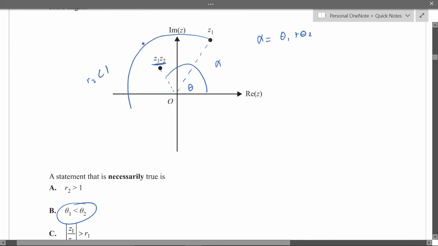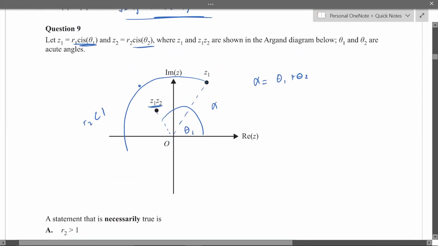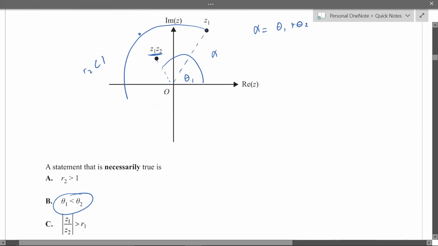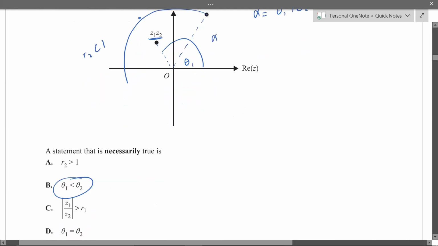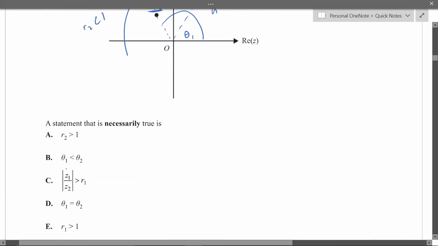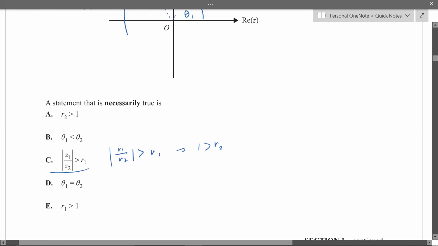Theta 1 is less than theta 2, so theta 1 is this one, and it's saying that theta 2 is less than theta 1. We don't really know that, it could be true, but we don't know. C actually simplifies to, because the mod of Z1 is R1, R2 is greater than R1, so if you cancel both sides, it's just saying R2 is less than 1, which is true, but if you look at this, it kind of looks complicated, so you can skip it and go to D.